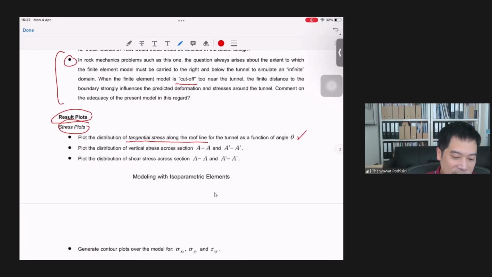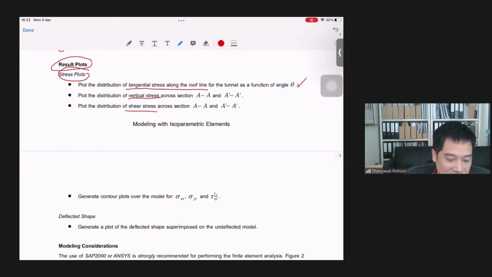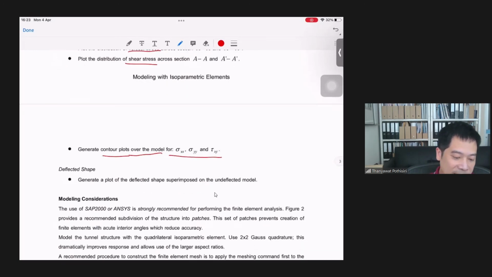Also, the distribution of the vertical stress and shear stress along this plane AA and A prime A prime, okay, and also the contour plots over the model for this stress component. And I also asked you to plot the deflected shape for your model. So you also need to think about how you can plot this deflected shape to illustrate what's going on for your tunnels. Okay.